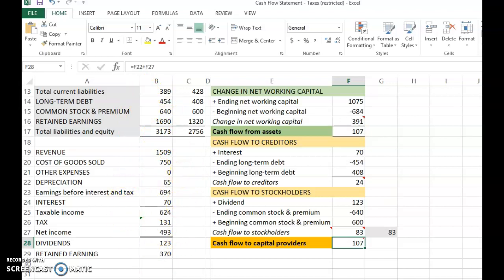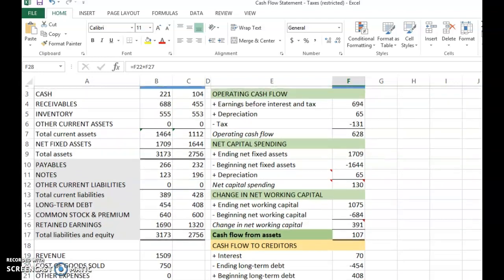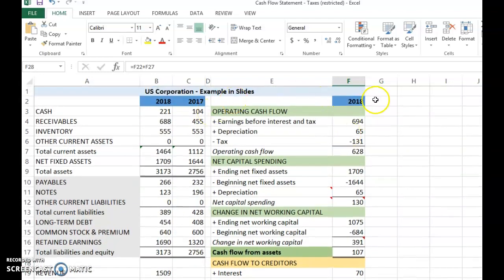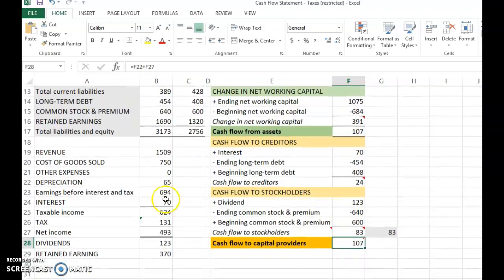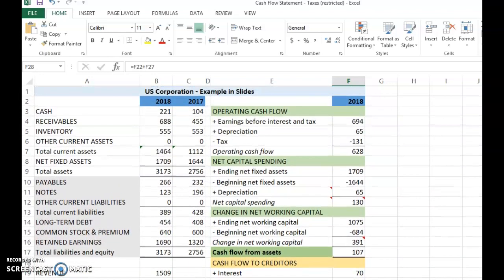Now we want to derive the cash flow statement for 2018. Remember, the cash flow statement is derived from 3 statements: the balance sheet for this year, and the balance sheet for the previous year, which is given in this column, and also the income statement for this year, which is given here. So we have all 3 statements, and then we can derive the cash flow statement.